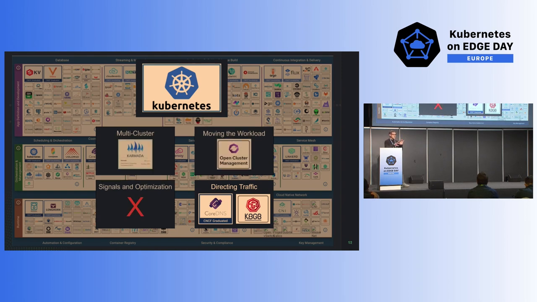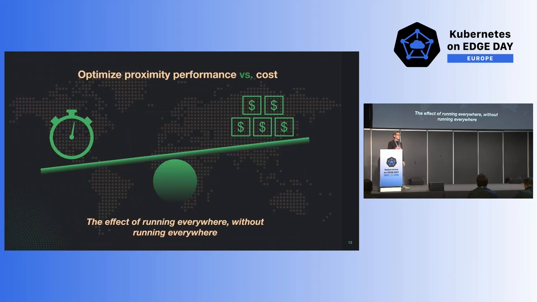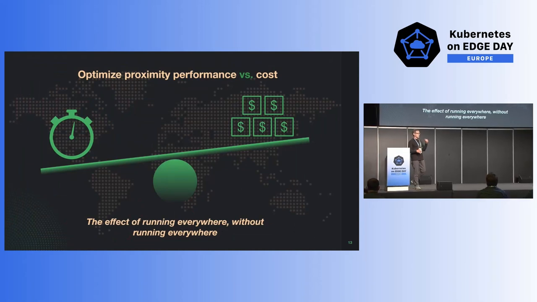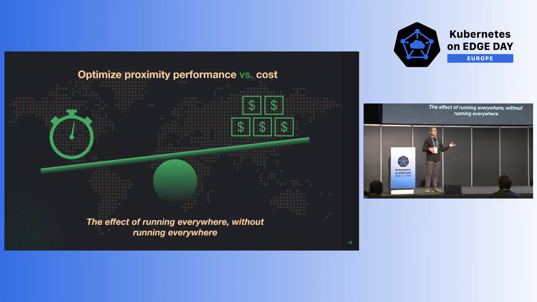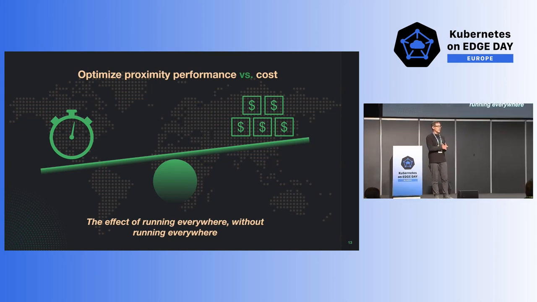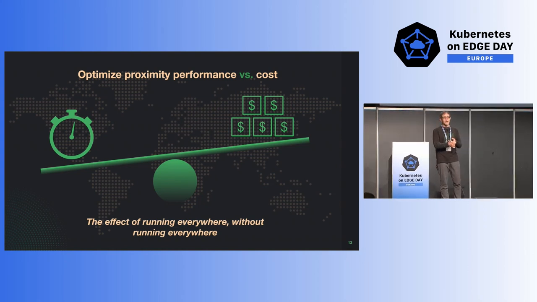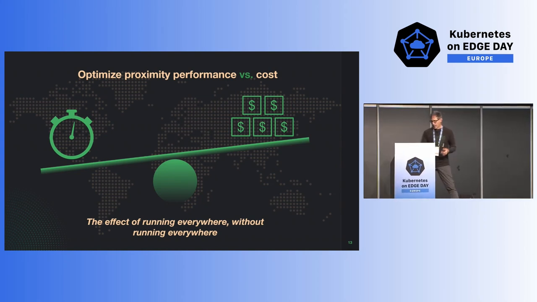So, sketched in my short little time here, a very high-level roadmap for all the pieces that you need pulled from the CNCF landscape to build an optimized adaptive edge. You're going to be able to balance performance against cost, get an optimal solution. You'll get the effect of running everywhere without actually running everywhere, without the cost of running everywhere.